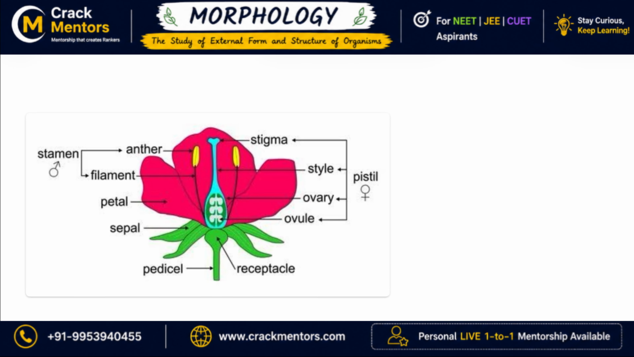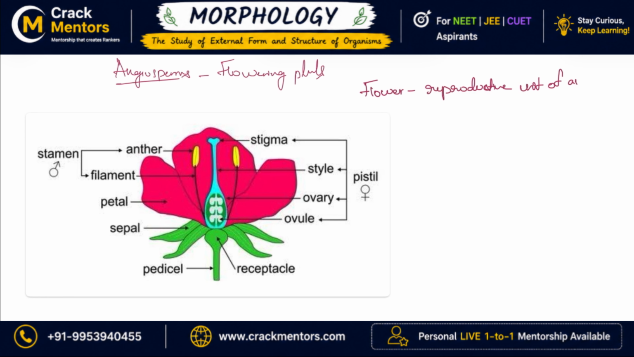The discussion about flowers is majorly done in the family of angiosperms. As angiosperms are the only flowering plant group, we discuss about flowers in angiosperms. Coming to angiosperms, flower is the reproductive unit. Their function is to perform reproduction.